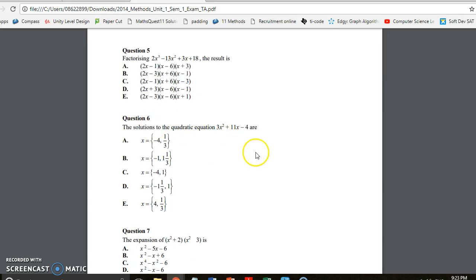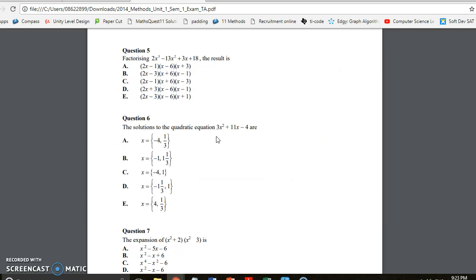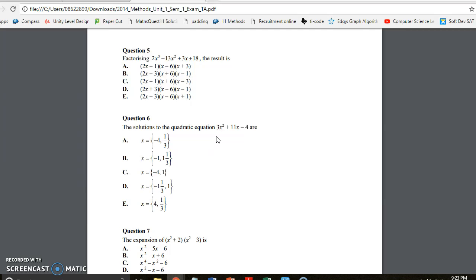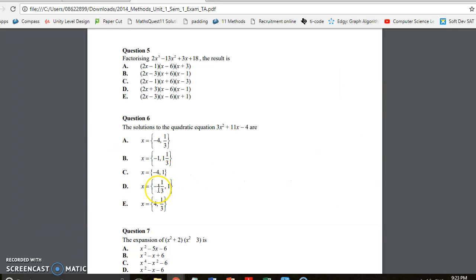Okay, question 6, the solution to a quadratic equation. Now, solutions is another way of saying the x-intercepts, so where x equals these values. That's what we're looking for. So what are we going to do? We're going to let this equal 0 and solve it. So we're going to say solve 3x squared plus 11x minus 4 equals 0 for x. So x = -4 or a third. Is that one of the options? Yes, the first one, -4 and a third.